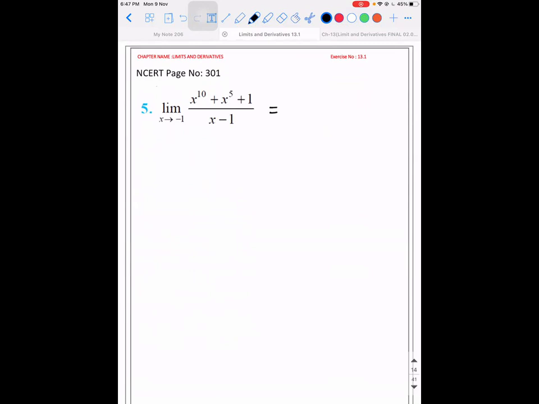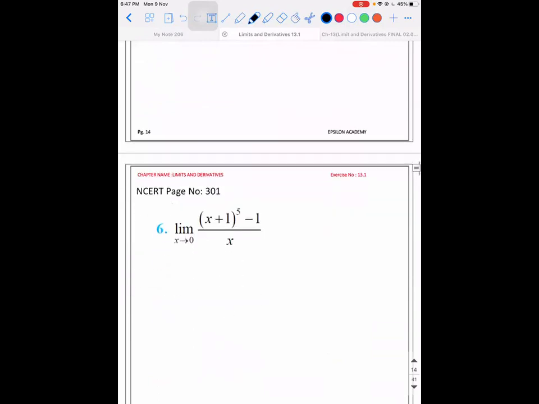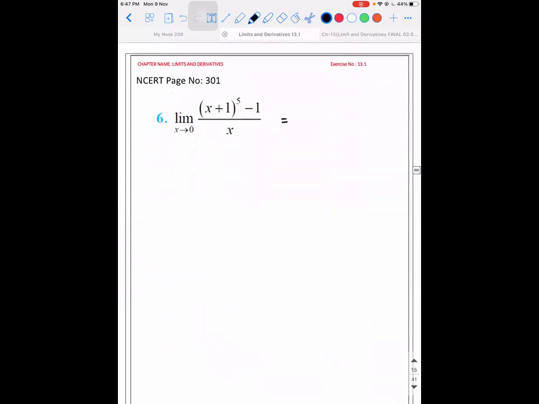What is the answer for this, guys? Minus 1 power 10 plus minus 1 power 5 plus 1, the whole divided by minus 1 plus 1. That is 1 minus 1 plus 1, divided by minus 1 plus 1. It is of the form 0 by 0. So what are we supposed to do? Simplify, sir. Yes, we have to simplify.